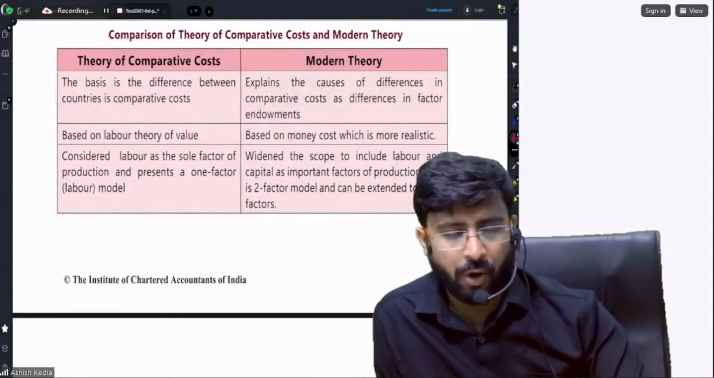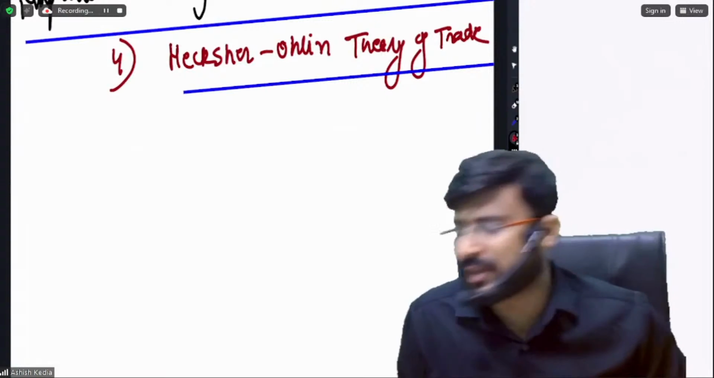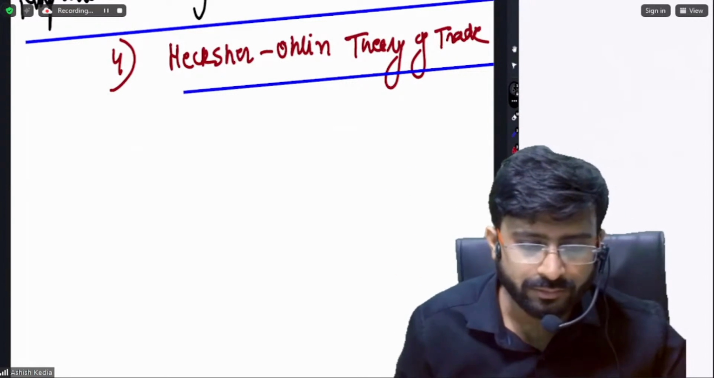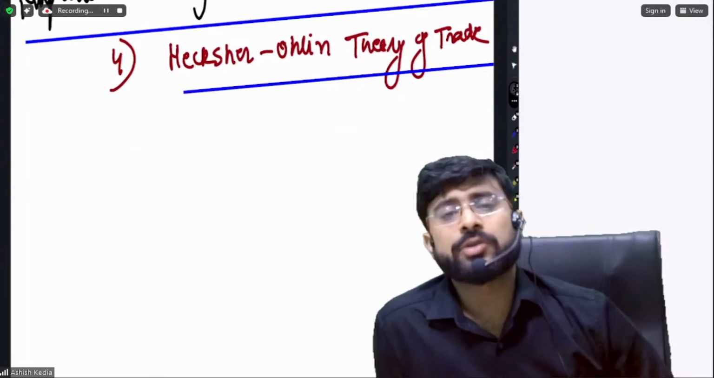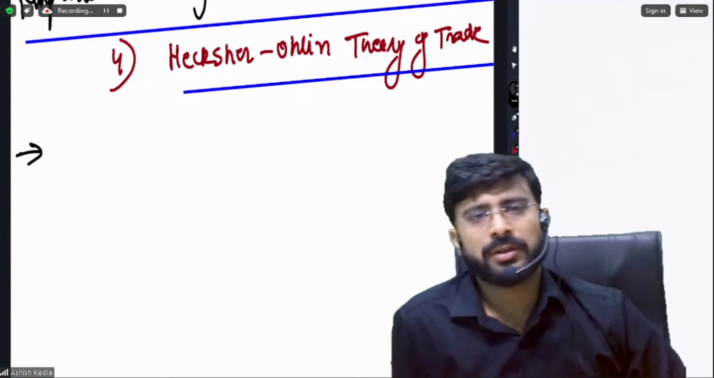All right. Now let's talk about the Heckscher-Ohlin theory. Shall we talk about it, friends? It is the modern theory of trade. It is also called the modern theory of trade. What does it say?